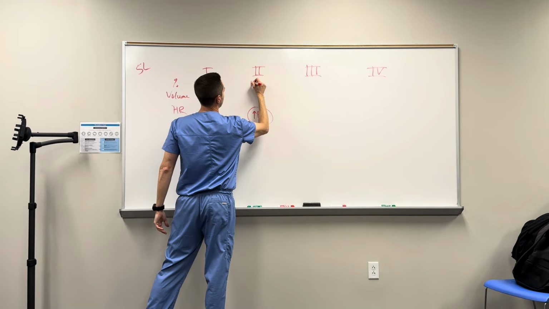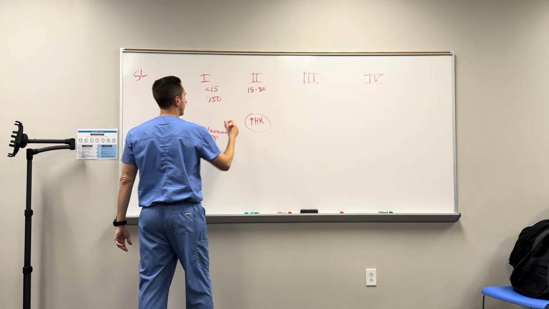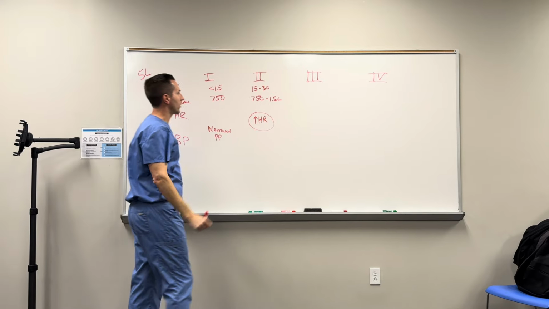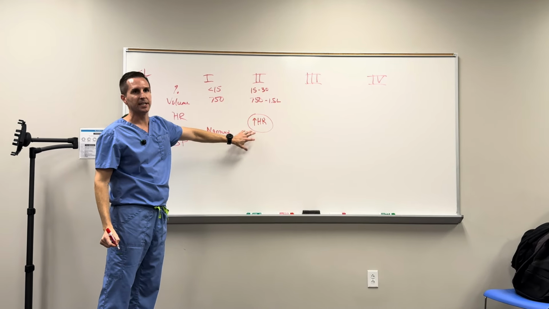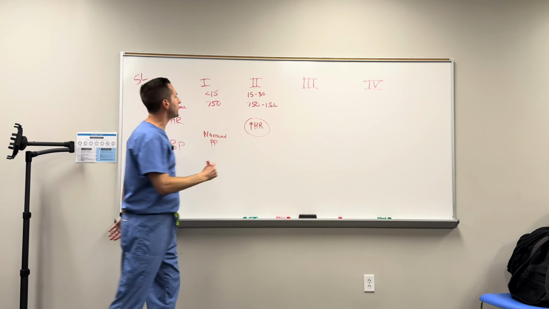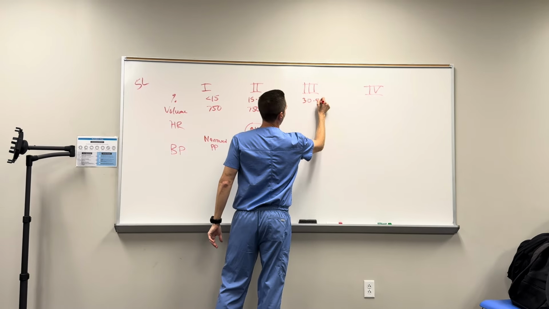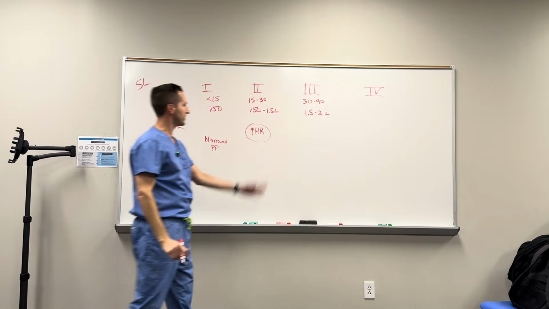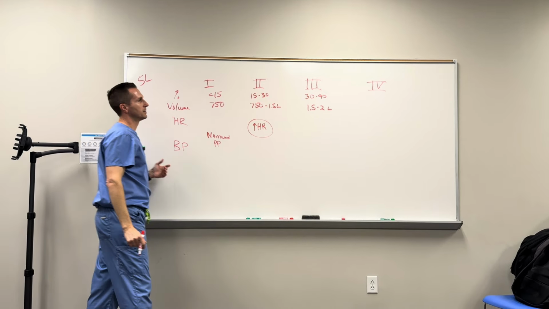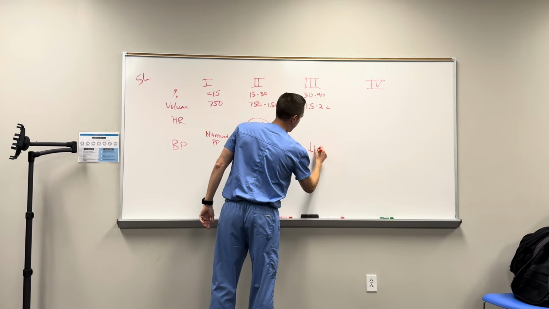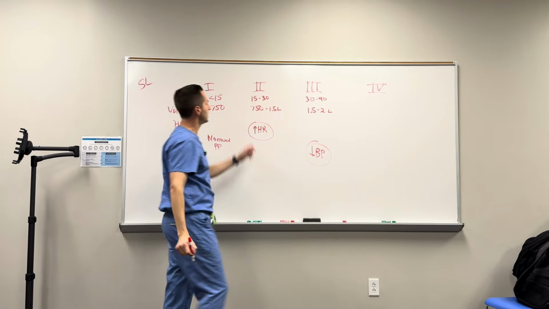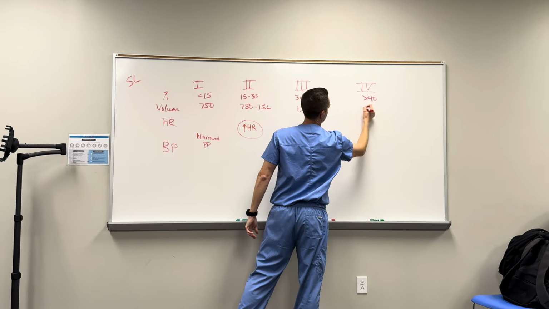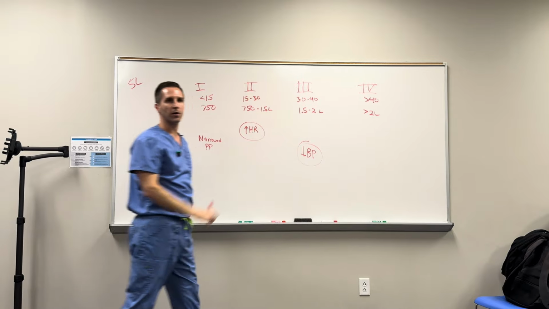So then if we lose 15 to 30% of our blood volume, or 750 cc's to 1.5 liters, that's the first time we see tachycardia, okay? Then if we lose 30 to 40% or 1.5 to 2 liters, what is the vital sign change there? Yes, that's the first time we theoretically see hypotension. Important, okay? And then here, greater than 40% and greater than 2 liters, almost half your blood volume, okay?